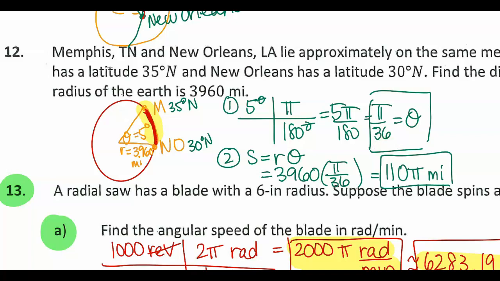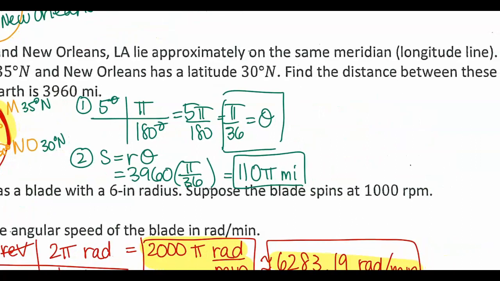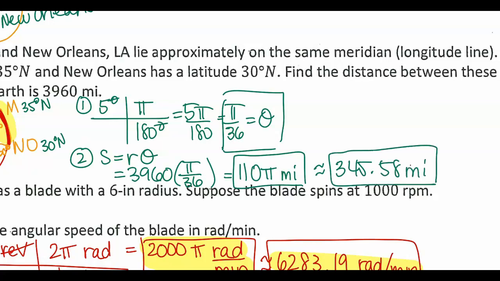I then took the arc length formula, which is S equals R times theta. So I took R times theta and got 110 pi miles, which is technically my radian answer. I'm moving this over, and we're going to approximate this in its decimal form, which should be about 345.58 miles. So either of these two would be your answer.